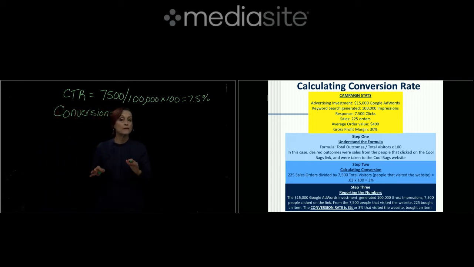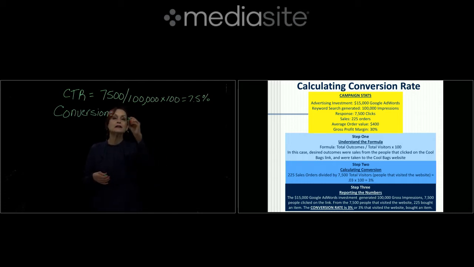So remember, for the conversion rate, you need to define what that conversion is. So the formula in this case is orders or sales divided by the total clicks. Now, of those people that actually clicked on the link, how many of them responded to what you defined the conversion to be? In this case, it's the ultimate conversion, which is sales.